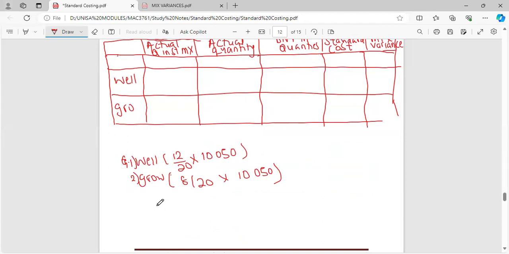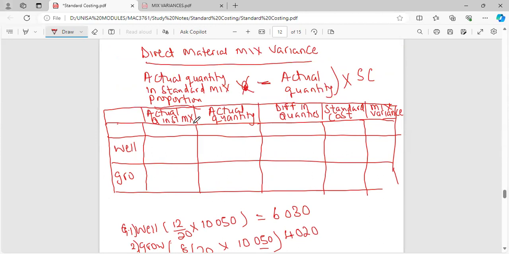How much are we going to have? It's 12 divided by 20, which gives 6,030. 6,030 for here. And this one, I think it's the difference now. The difference, it's just a matter of subtracting. So these are going to be your actual quantity in standard mix proportion. So you come and fill them here.